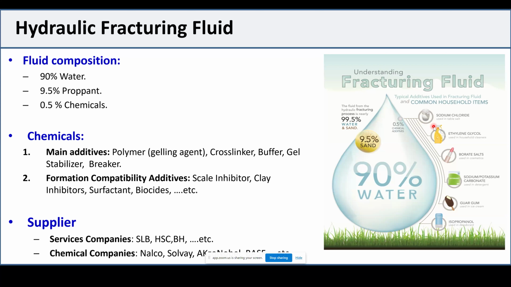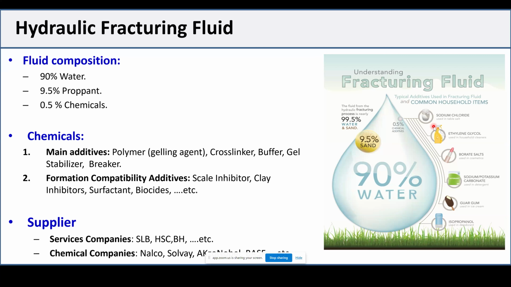Ethylene glycol is a typical material that can be used in cleaning. Borate is a crosslinker for a lot of crosslinker gel and has been used a lot in cosmetics. Sodium potassium carbonate is our pH buffer, used to adjust the pH of the water. That's used in a lot of cleaning and detergent products. And guar is one of the main polymers that we use for generating the gel. You can see it easily in the ice cream that everyone eats. And isopropanol as well, which you can find in cleaning and detergent products too.